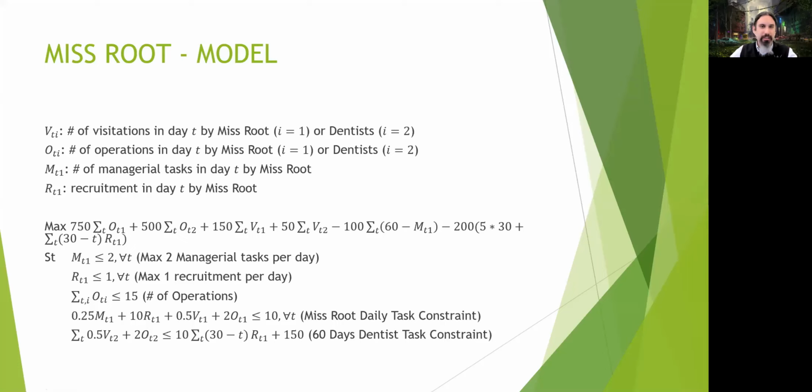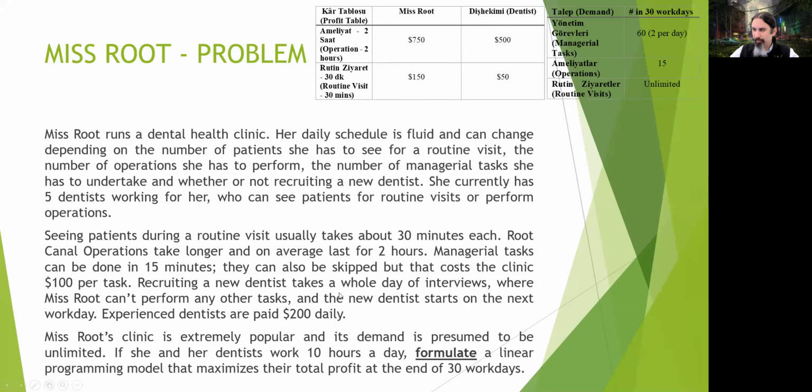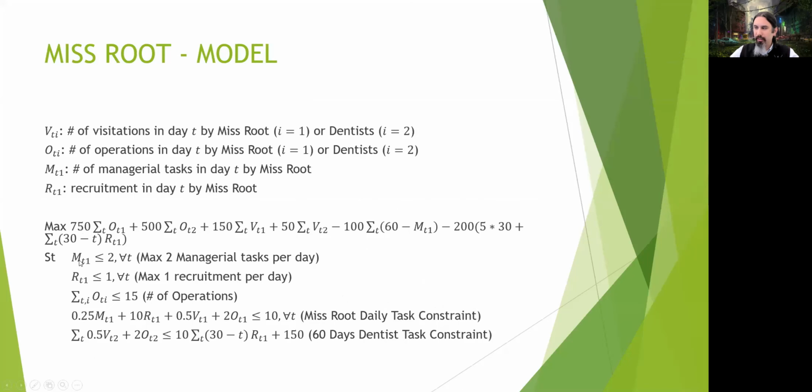Okay, I usually start with the constraints and then go to the objective function. So I will skip this part and go straight to constraints and talk about them. Now, first things first, we know that we have, let's see here, where is it? Yeah, over here, 2 per day. Managerial tasks are 2 per day. So we are gonna take managerial tasks per day is less than 2.